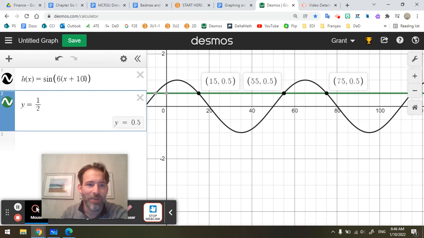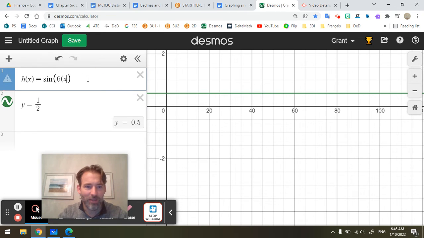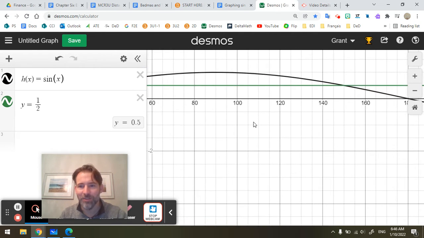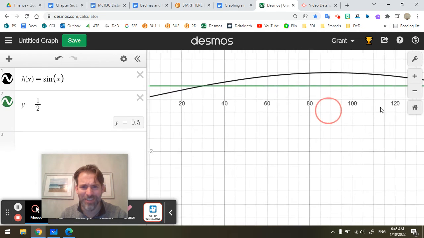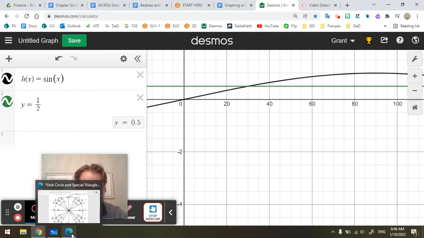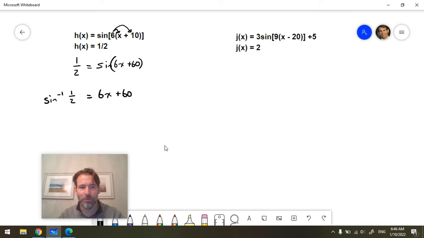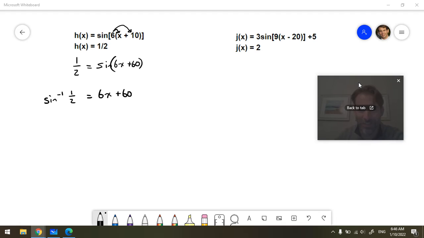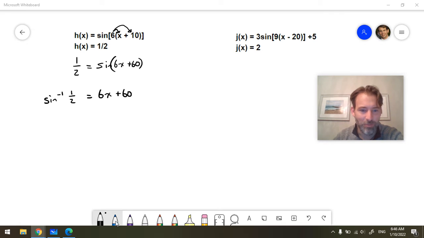If I remove these, we were talking about this function. Actually, sorry. Here's a solution, 30, and here's another solution, 150. We're going to transform this in just a second, but those are the solutions given by the unit circle for sine x. So what we do then is we know that this creates two situations.